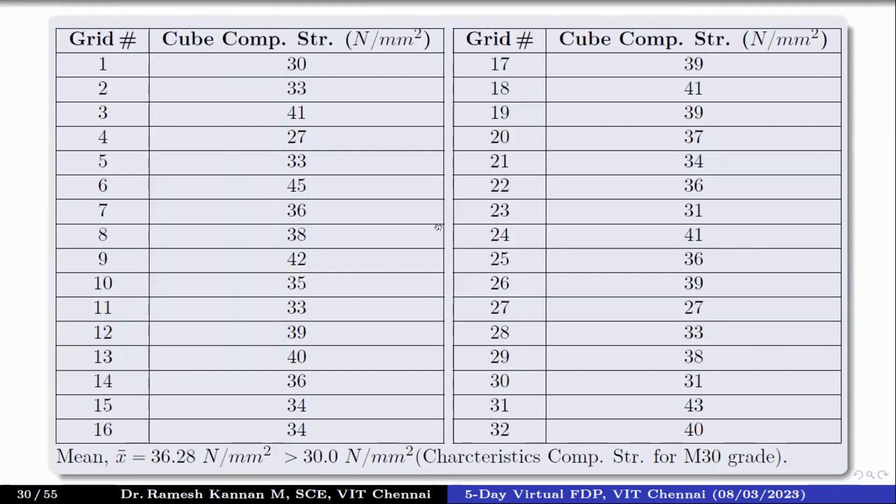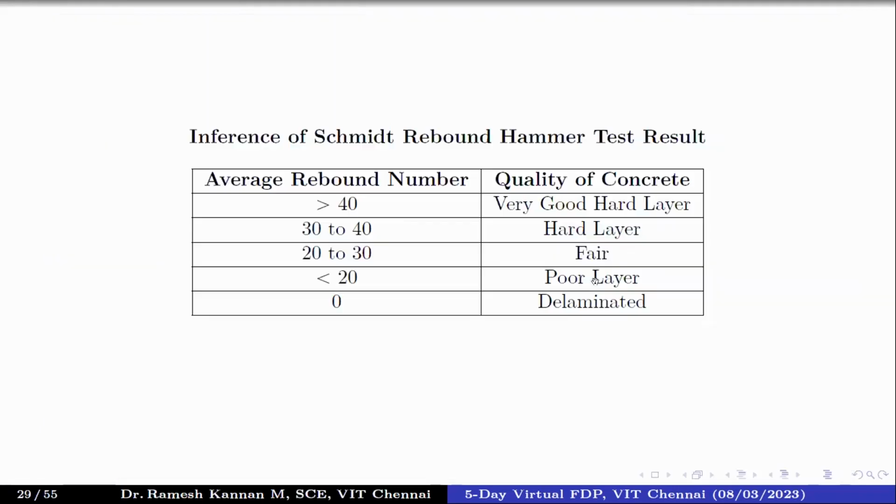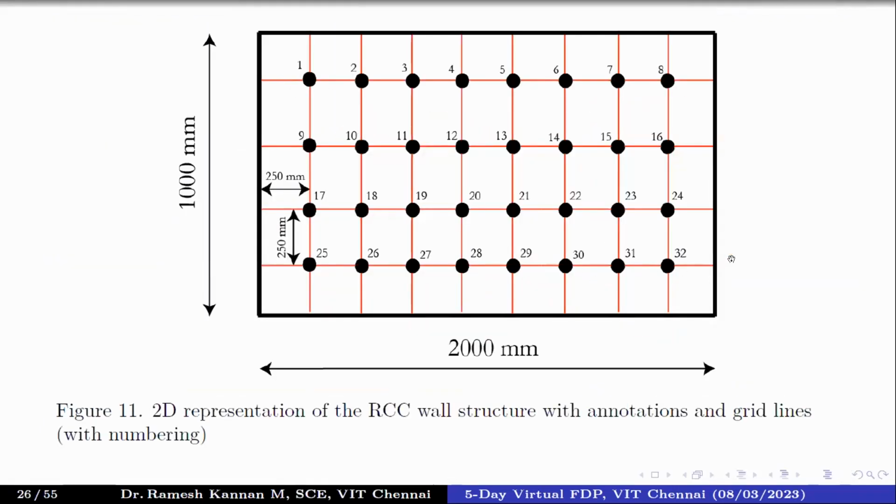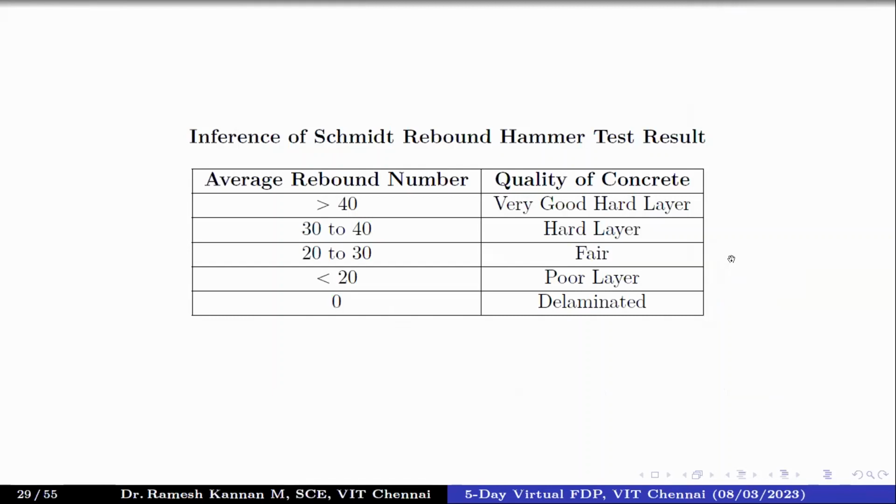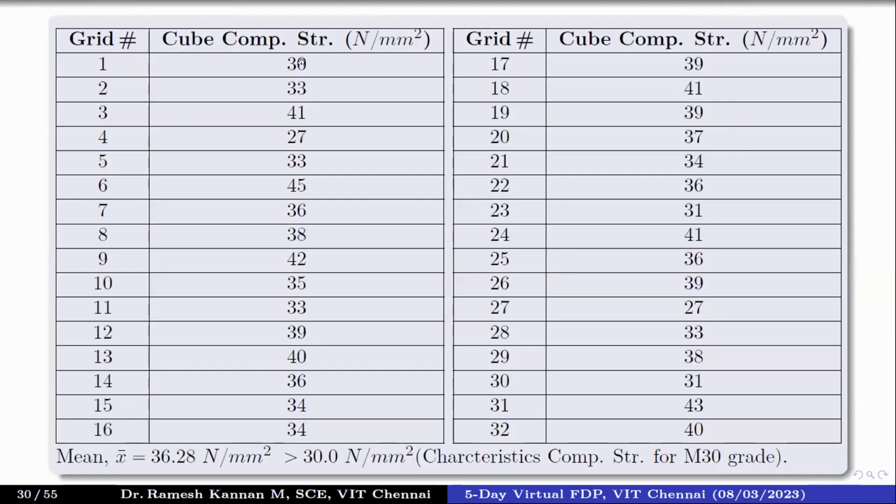So these are the sample test results for grid numbers 1 to 32. For grid 1, it is 30 Newton per millimeter square from the rebound value, the compressive strength, and we take cube compressive strength. I can also take cylinder compressive strength, but for this example, I've taken cube compressive strength. And when you add all and divide by 32, the average mean value is 36.28.